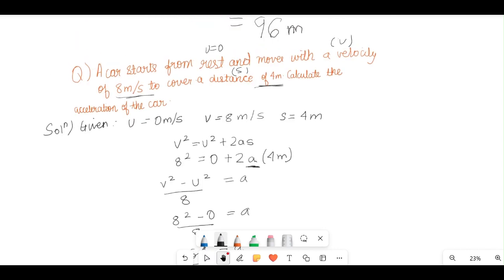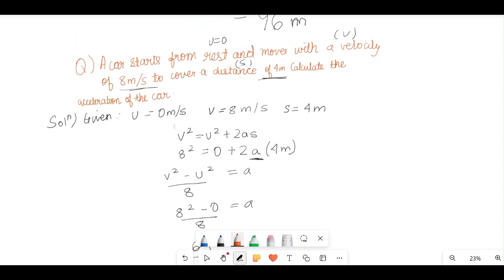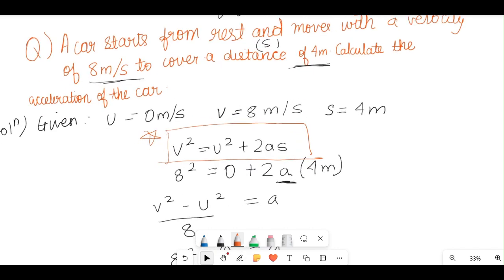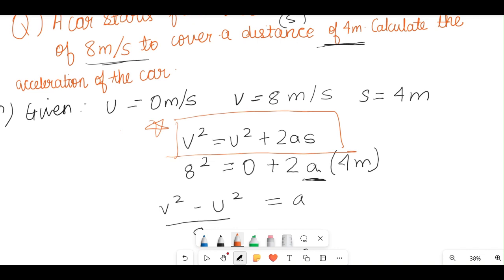I hope this was clear to you. So what we have done, let's highlight the important formula, put it in brackets as we've always done. Given to us here is 0, which is your u, initial velocity, 8, which is v, final velocity, and s, which is your distance. We use the formula v square is equal to u square plus 2as. v square is equal to 8 square is equal to u square, which is 0, plus 2. a is not given to us, we need to find out. And s is 4 meters.